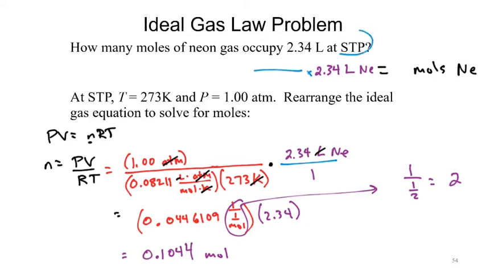And if I remember correctly, if I am at STP, liters and moles is a conversion factor that exists, and it's 22.4 liters. It's 1 mole. And now if I go through and do my calculation, the liters cancel and I would get moles. And the number that my calculator spits out when I decide to do it in that fashion comes out to be 0.1045. But pretty dang close to the same.